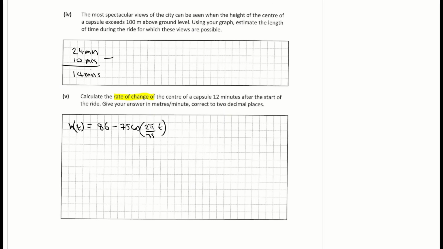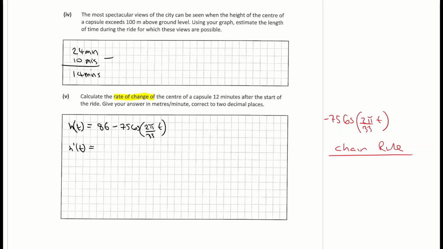So if I differentiate my function here, I'm going to get h dash of t is equal to, well, 86 will just drop off. So differentiating a constant, it's just zero. Now I just need to differentiate this part here. So I'm going to come over here and do a little bit of rough work. So I want to differentiate minus 75 cos of 2 pi over 33 times t. So this is what I want to differentiate. And I'm going to differentiate it using the chain rule.